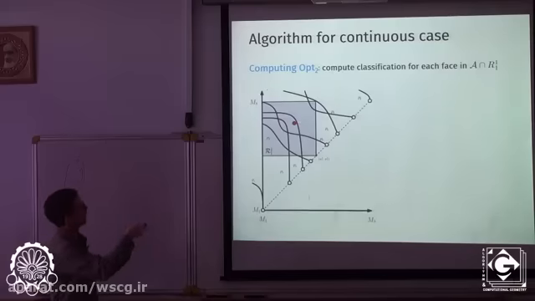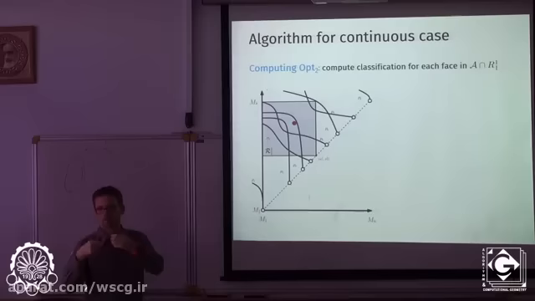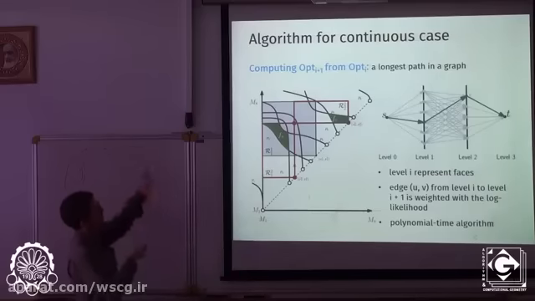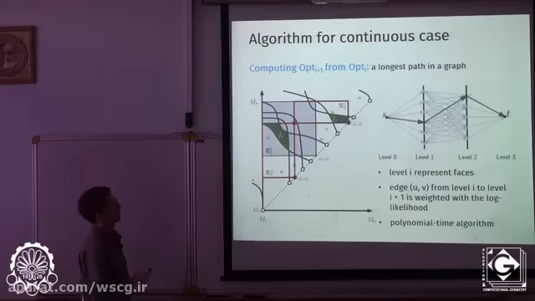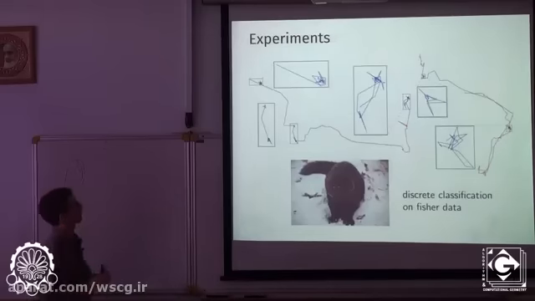So if I fix this point, within one region the classification is the same, so I can maximize per region, and then I use some kind of dynamic programming to extend this approach to more and more classes. This is essentially a longest path calculation, or you could see it as a dynamic program. And let me just also show this slide.